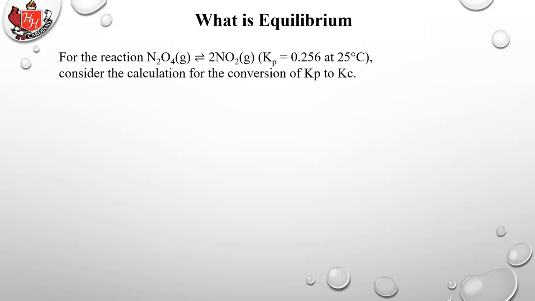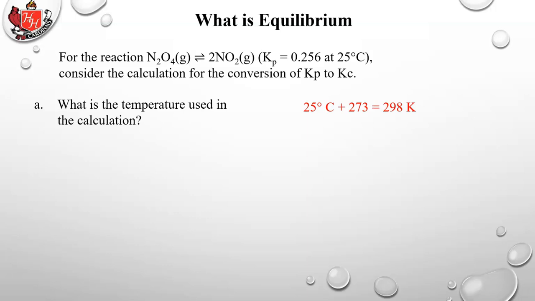So for the reaction, N2O4 is a reversible reaction to decompose into 2 moles of NO2. And the Kp is 0.256 at 25 degrees. Now, the significance of the temperature is you're going to have to convert it to Kelvin. So consider the calculation for the conversion of Kp to Kc. So what is the temperature used in the calculation? It's 25 plus 273 equals 298 Kelvin.